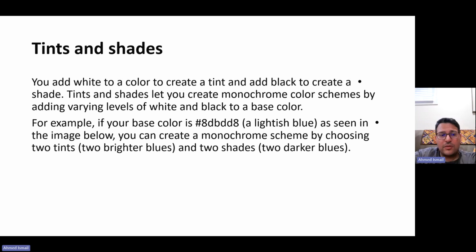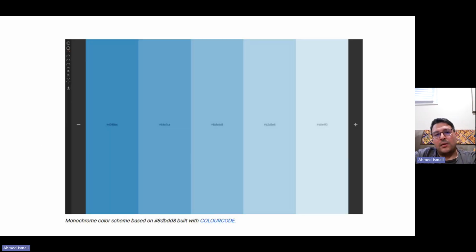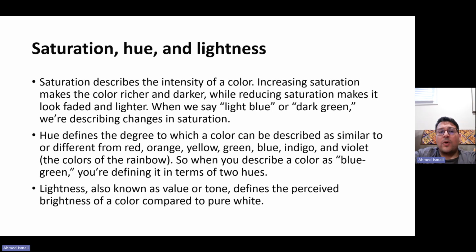Okay, this is very important for us. So saturation, what is saturation? It describes the intensity of a color. Increasing saturation makes the color richer and darker. So it's a rich color because it has more saturation in it. So we call it a rich color. Wow, it's very big. It's saturated with red.